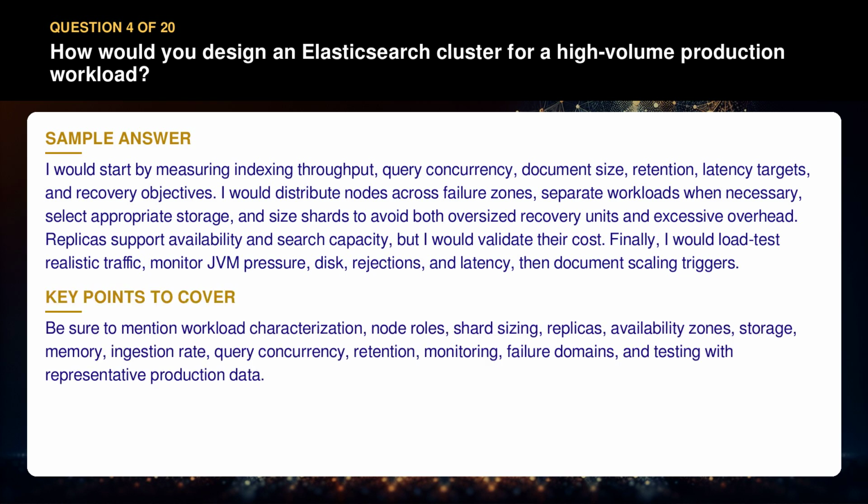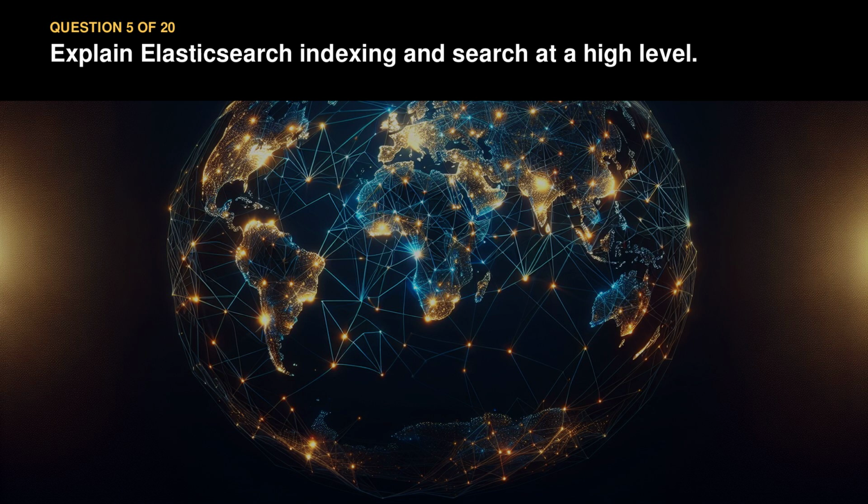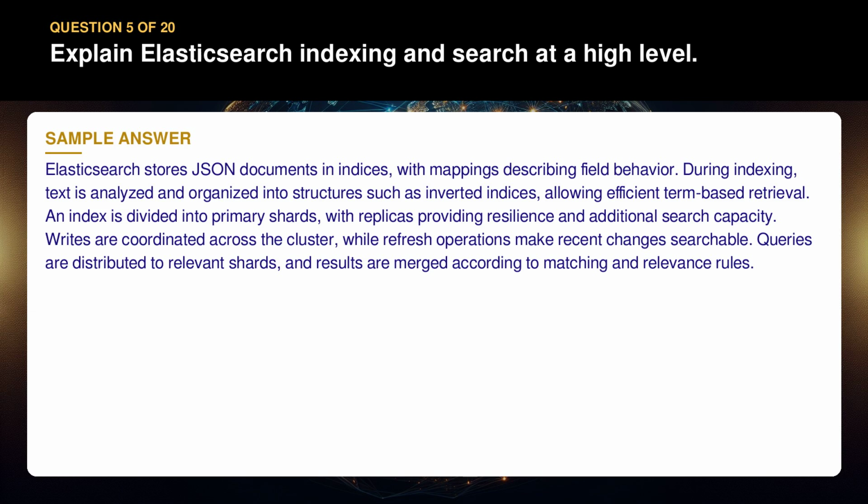Be sure to mention workload characterization, node roles, shard sizing, replicas, availability zones, storage, memory, ingestion rate, query concurrency, retention, monitoring, failure domains, and testing with representative production data. Question 5. Explain Elasticsearch indexing and search at a high level. Elasticsearch stores JSON documents in indices, with mappings describing field behavior.